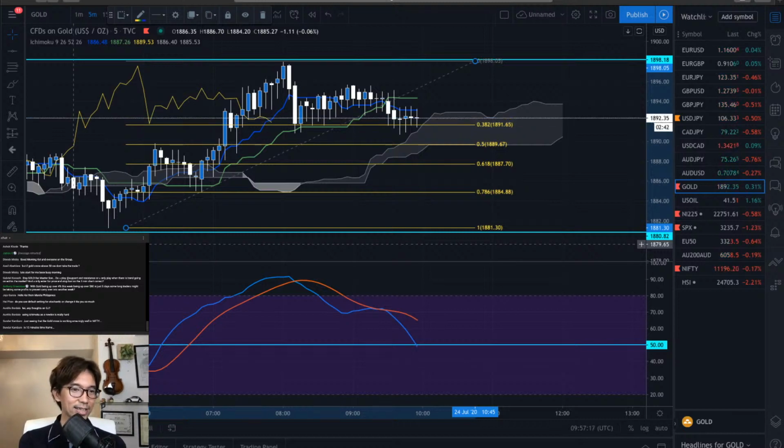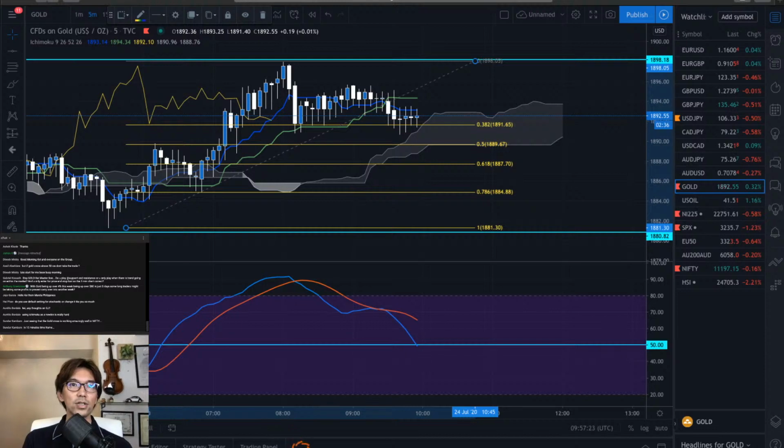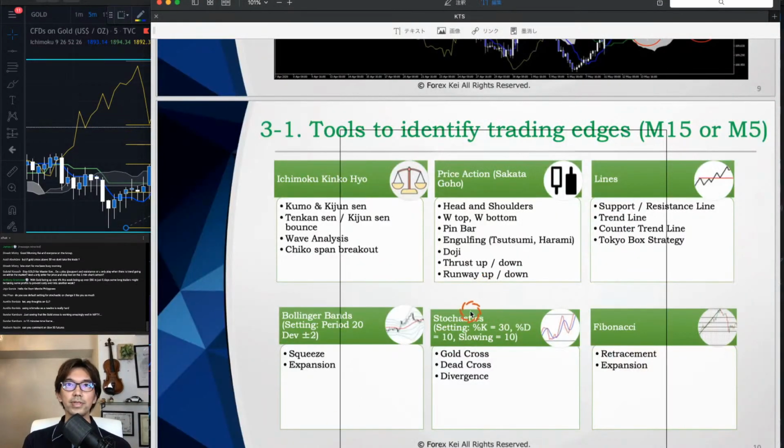All right, and hi. Do you use default setting for stochastics or change the settings? Yeah, I change it to 30-10-10. So as it says here, stochastic setting percent K 30, percent D 10, and slowing as 10. And this is my favorite setting, so I just use this one, and it's been working for me, and that's why I introduce it to everybody here.